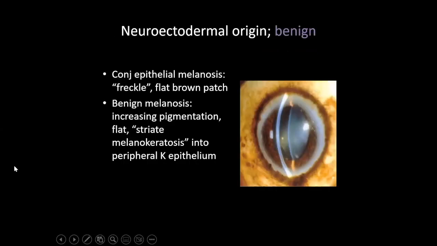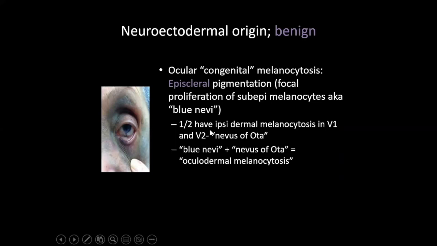Then the tumors of neuroectodermal origin. The benign ones, we have freckle, which is a flat brown patch. Then we have benign acquired melanosis, which is increased pigmentation that is often flat and sometimes extends to the peripheral corneal epithelium.